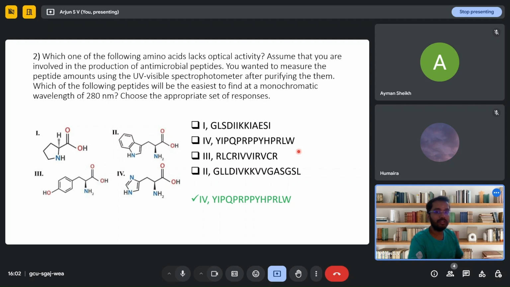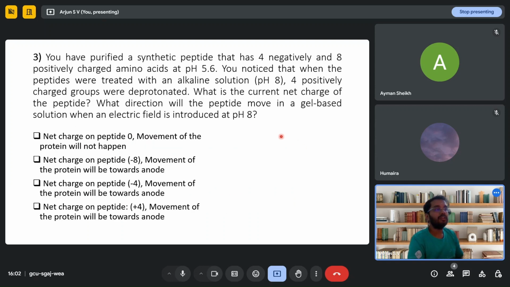So I'll go on to the next question. I think I have already discussed this in the previous week's problem statements, but I'll explain it now as well. You have purified a synthetic peptide that has 4 negatively and 8 positively charged amino acids at pH 5.6. You notice that when the peptide was treated with an alkaline solution at pH of 8, 4 positively charged groups were deprotonated. What is the current net charge of the peptide? What direction will the peptide move in a gel-based solution when the electrical field is introduced at pH 8?